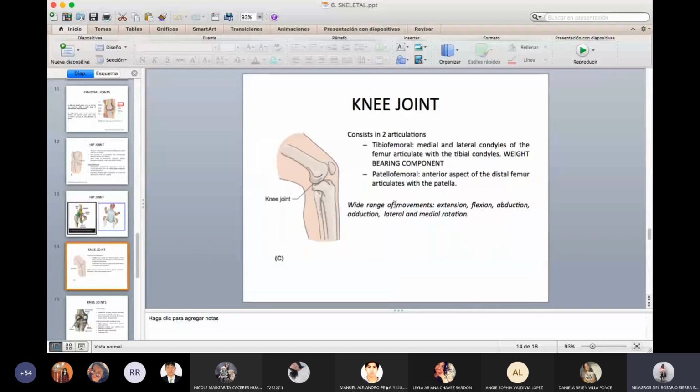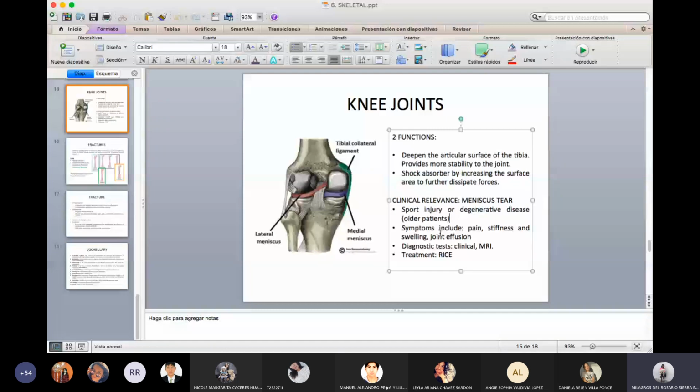And in the knee joint, the movement is a little limited. It would be extension and flexion, basically. And that's it. So here we talk also about the joints. Clinical relevance would be a meniscus tear, which is very common in sport injuries. Symptoms here would be pain, stiffness, swelling, and joint effusion.